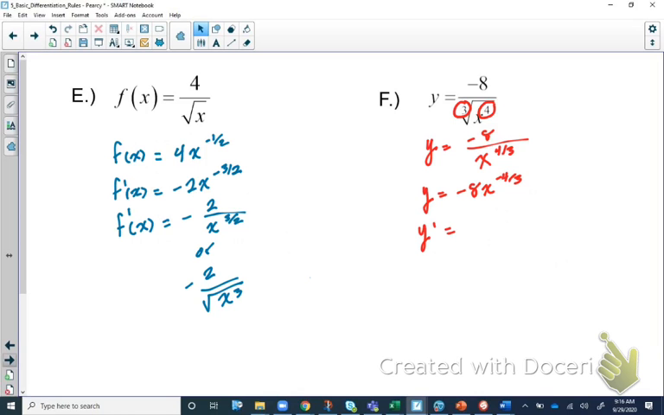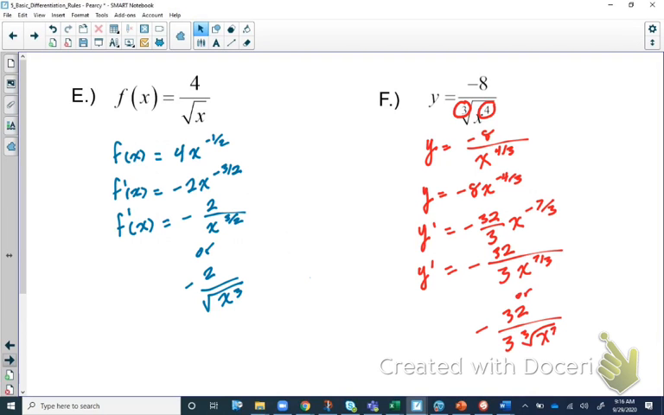Now we're going to take the derivative, so y prime. Negative 8 times negative 4/3 is going to give me negative 32 over 3. And when I say negative 4/3 minus 1, that's going to give me negative 7/3 for the exponent. Now 32 over 3 as a fraction itself doesn't simplify. So we're going to go ahead and move the negative exponent down to the denominator. So I have a negative fraction, with 32 in the numerator and 3 in the denominator, and we're bringing down the x to the 7/3 power, or as a radical, you can say negative 32 over 3 times the cube root of x to the 7th power. Either of those would be perfectly acceptable answers.